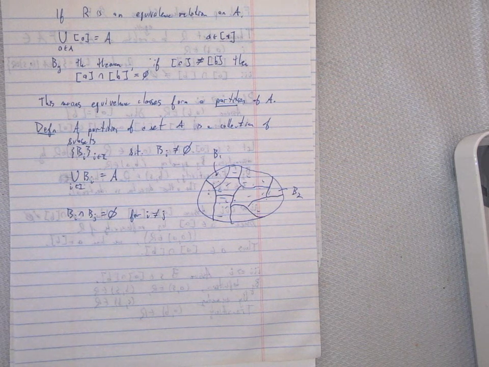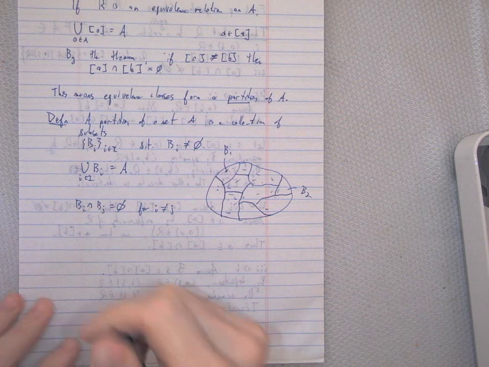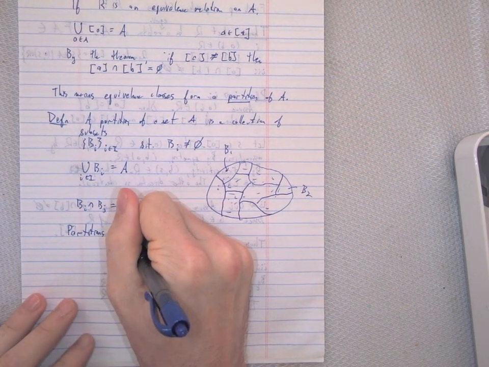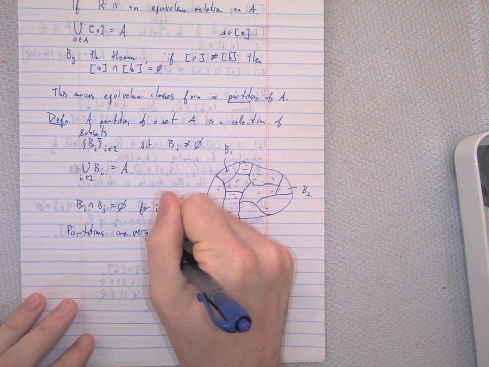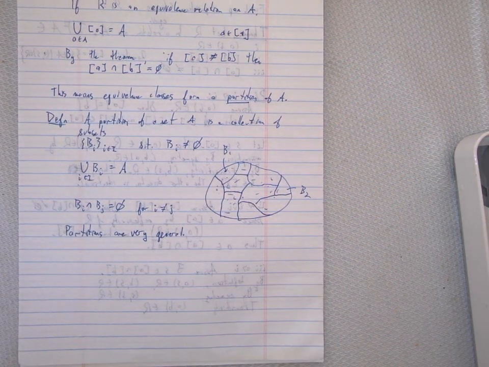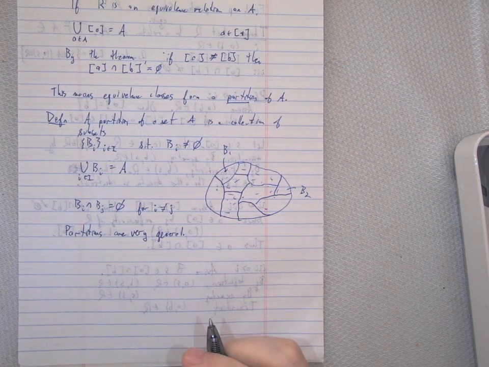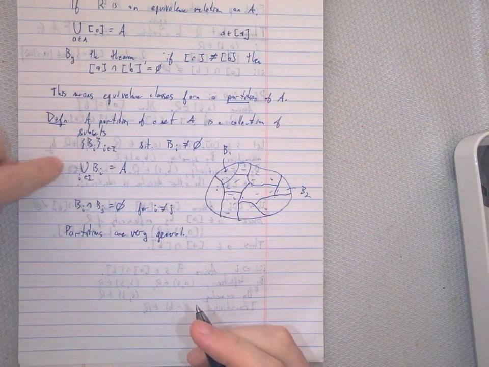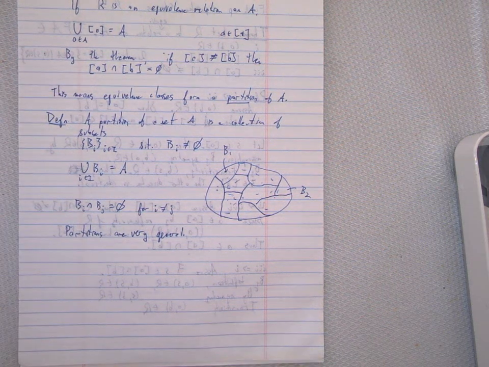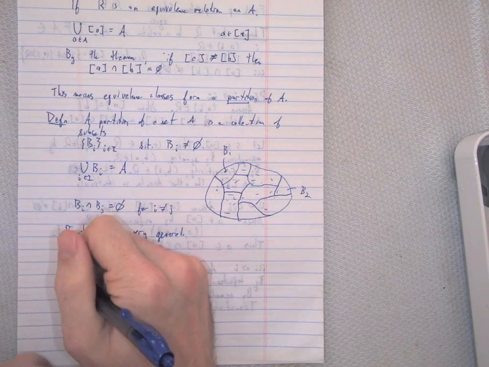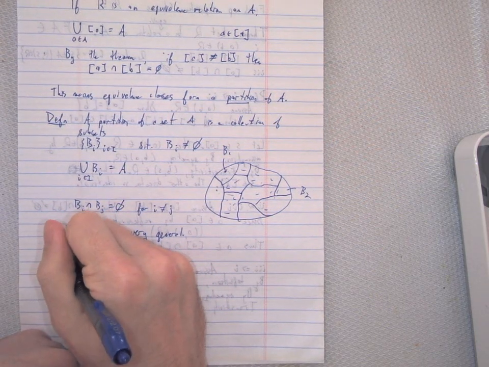So the partitions are very, very broad. Very general. In particular, they don't need to follow any rule. There are very few restrictions that are put in place by this definition. Let's do a partition of an uncountable set, say. Here's a partition of R.